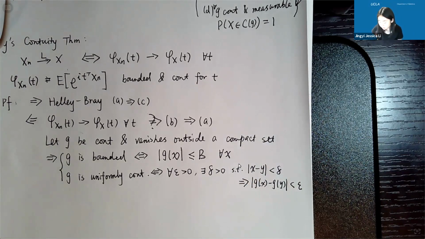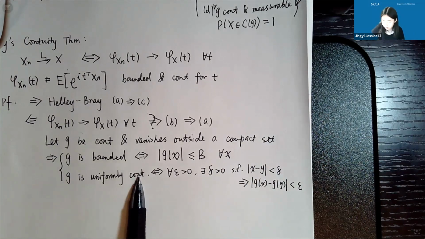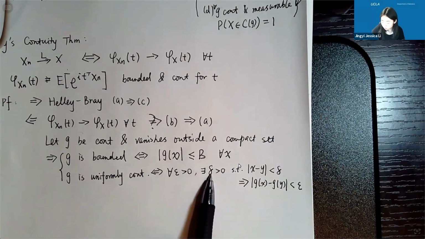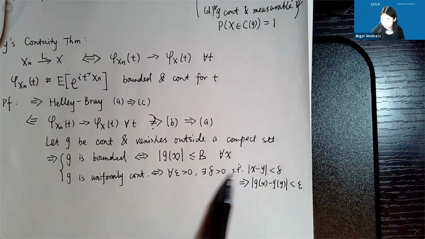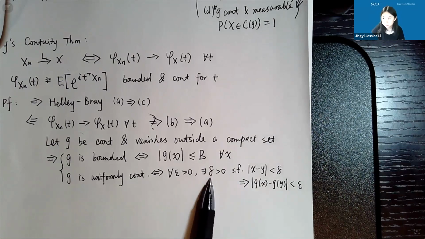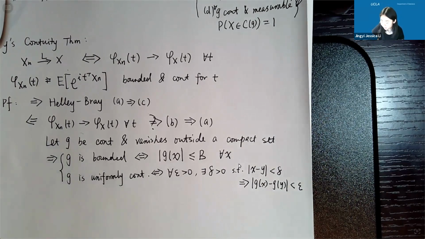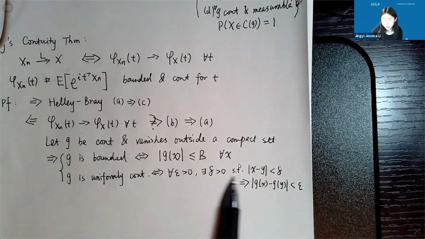And the difference between this and pointwise continuity is that for pointwise continuity, this delta would depend on the x, where the function value is. So for different x, the delta may be bigger, may be smaller. And we may not find a uniform upper bound on delta, so it can blow up. But for uniform continuity, we have this.